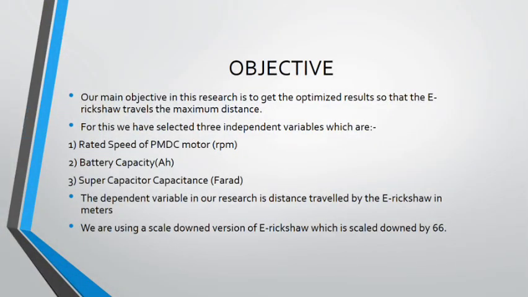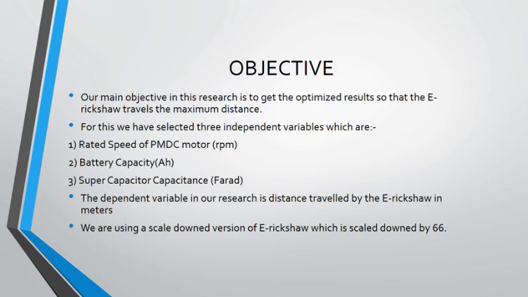Now let's go on to the objective of this paper. The main objective of this paper is to get optimized results so that our electric rickshaw travels the maximum distance. Basically, we'll give a prescribed value of the independent variables to a consumer and to the manufacturer for getting optimized results. The three independent variables which are the most important for designing an electric rickshaw are the rated speed of the PMDC motor.